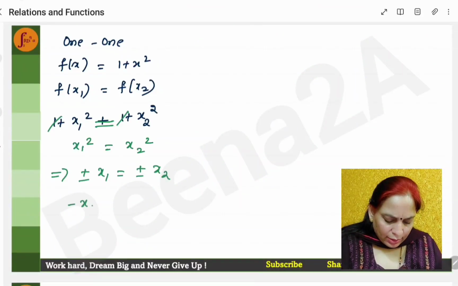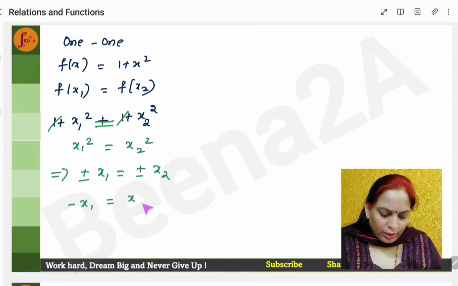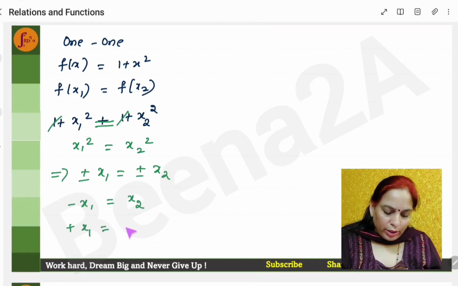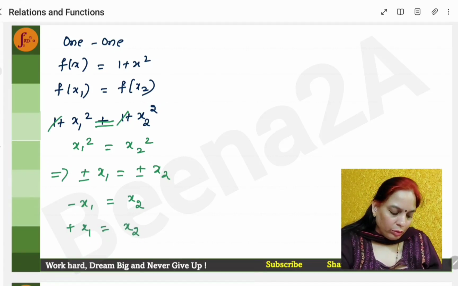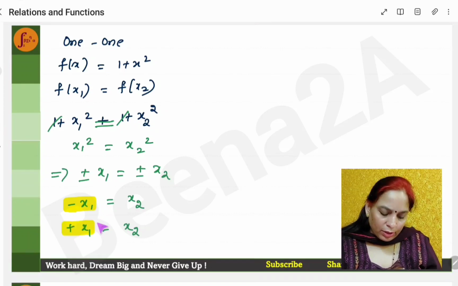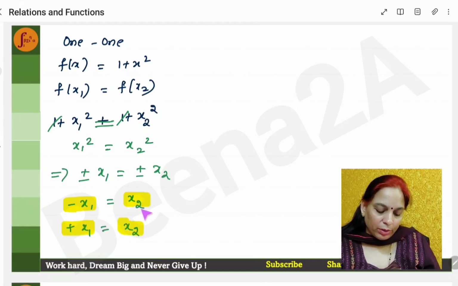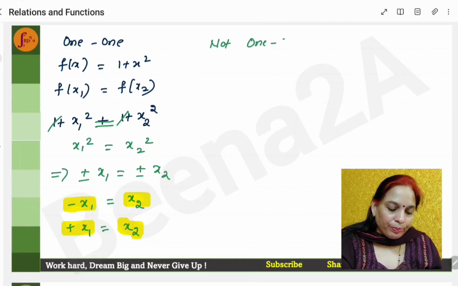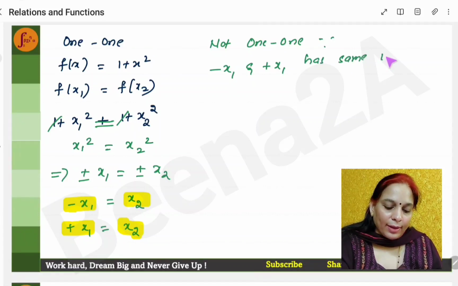If I take minus x1, it can be equal to x2. Or if I take plus x1, it can be equal to x2. Now, if you notice, minus x1 or plus x1 could have the same image. There is a possibility that both positive x1 and negative x1 will have the same image, x2. Therefore, it's not 1 to 1, because minus x1 and plus x1 have the same image.